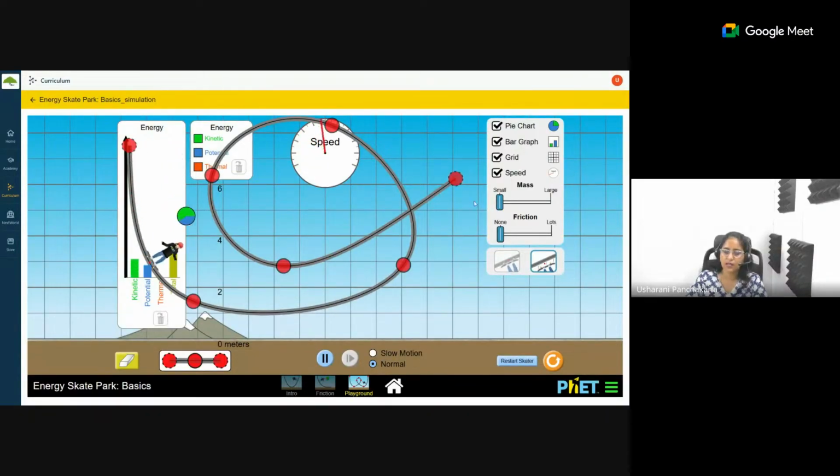Let me go with this again. So he's just falling on the ground. And you can see here the sum of all of these three energies. When I'm placing it here, you can see that potential energy and kinetic energy are 0. When it is coming from the height towards this, you can see the kinetic energy is increasing. So this is where you can explain to the students.